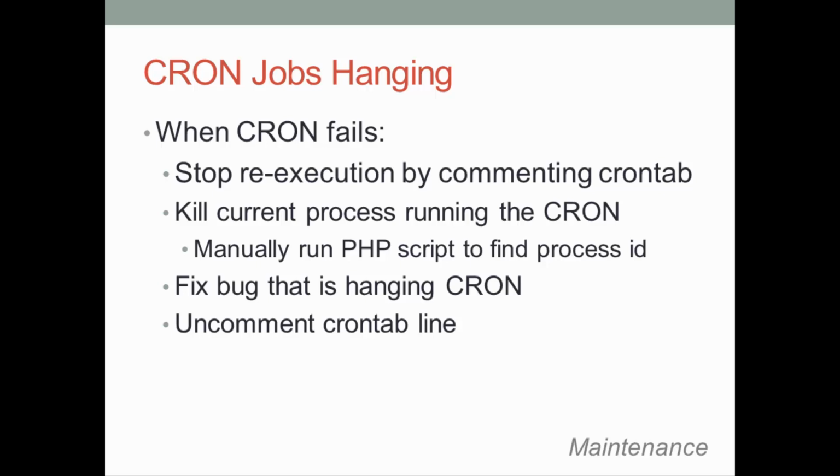To get the process ID, there is a handy way of doing this, which involves manually running said PHP script using the terminal commands to run PHP code. There is a function implemented on each of the cron scripts that were created by us that tells you if there is already another instance of that script running, with its process ID. Once you kill the process, find the bug within the cron job, and you can uncomment the line under the crontab to resume normal operations.